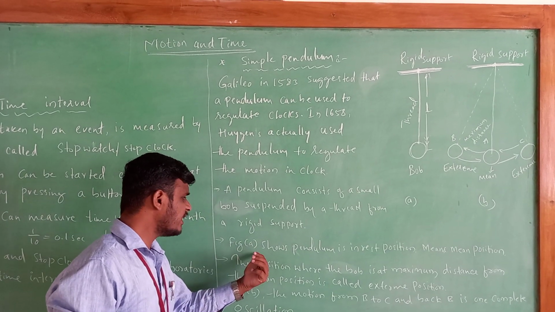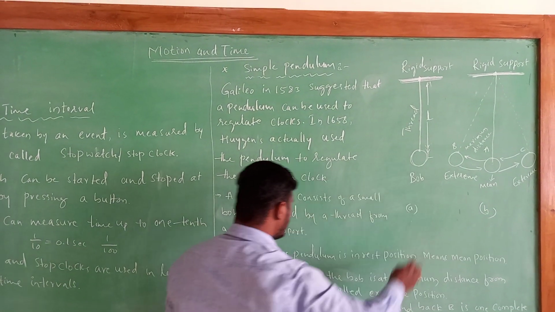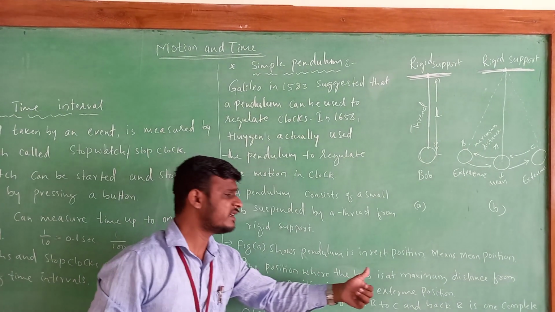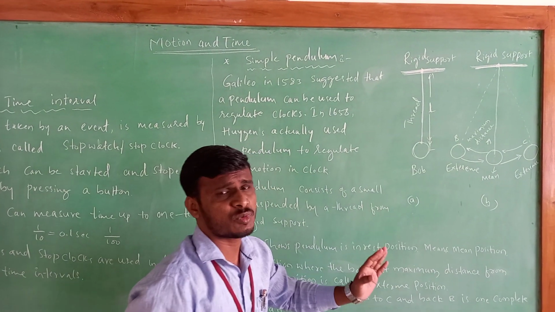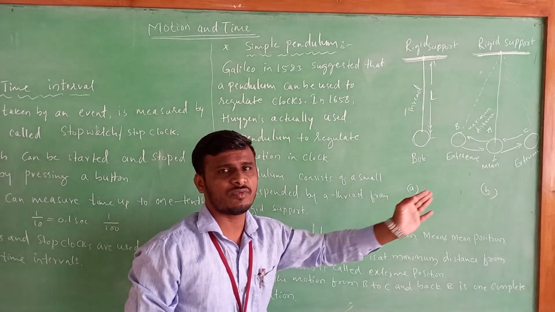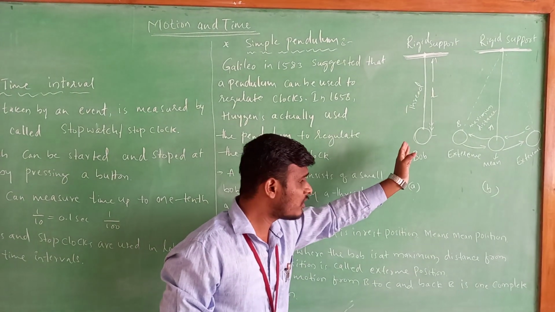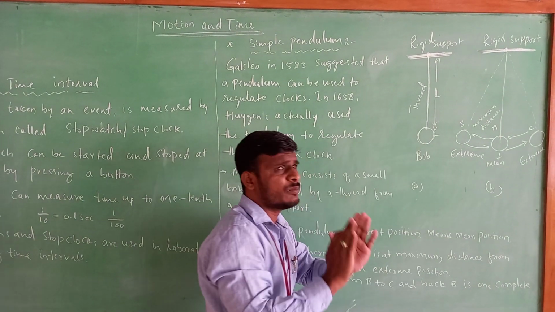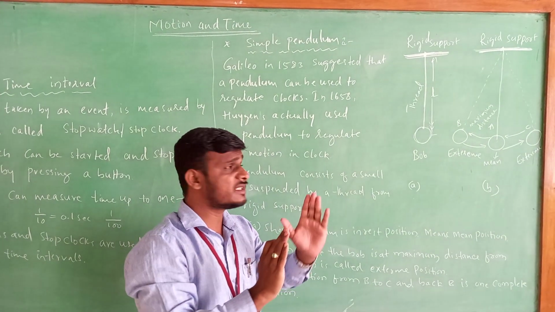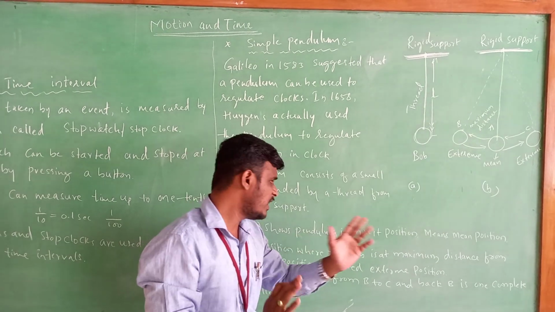In figure A, the pendulum is in rest position. It is not moving in to and fro motion. That's why it is called the mean position. Rest position means it is in the mean position.